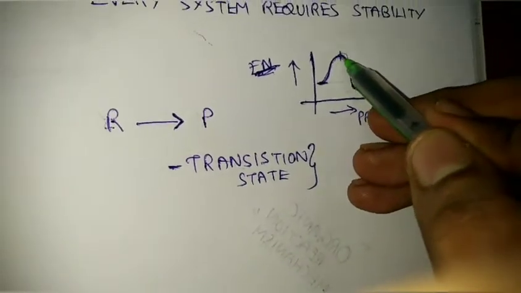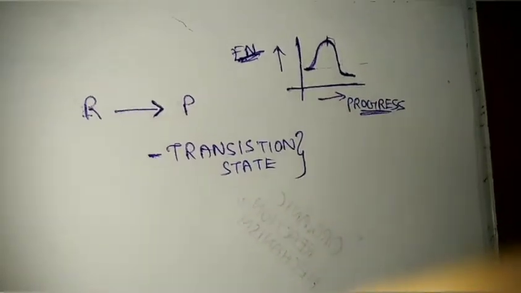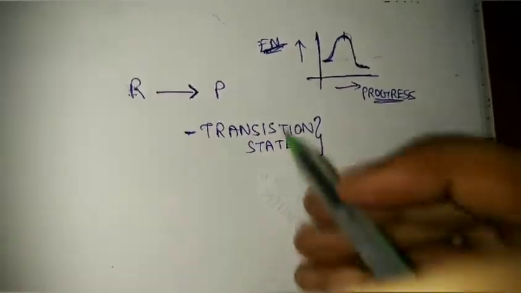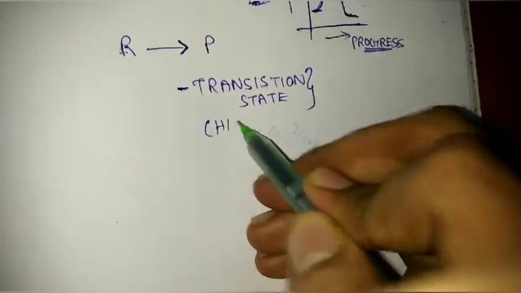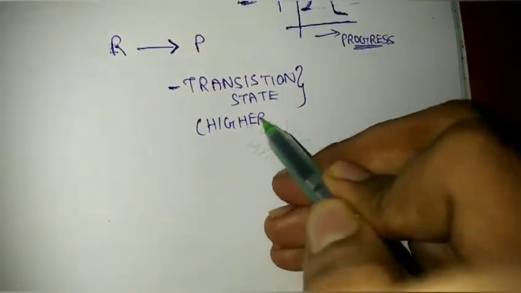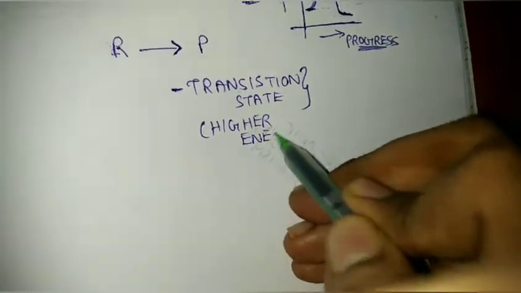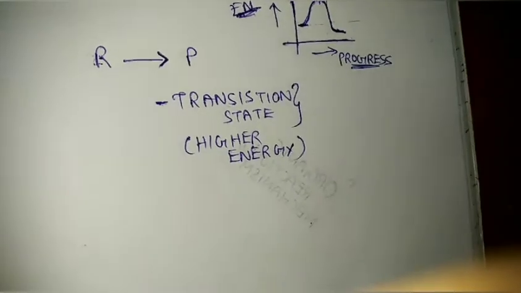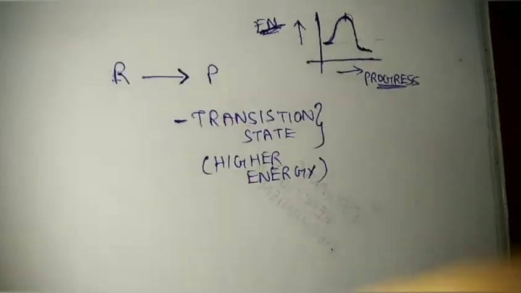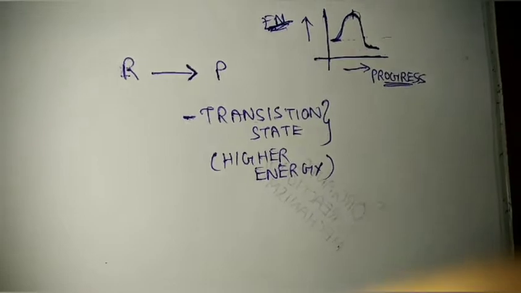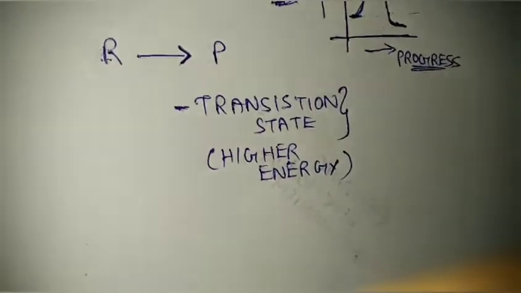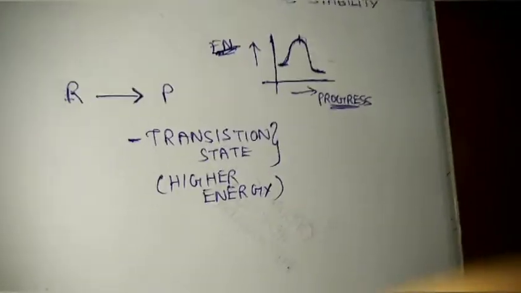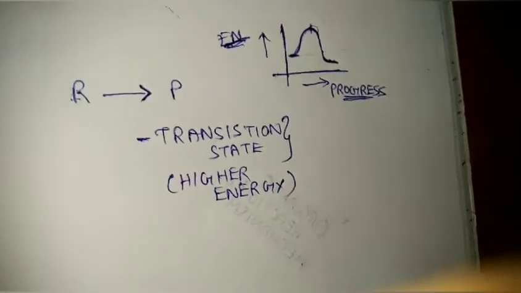This state can be called the transition state. Remember this: the transition state is of higher energy. You cannot see this transition state. To form this transition state, it gets very little time, a very few nanoseconds, and the transition state will not even exist for long. It will not exist only.